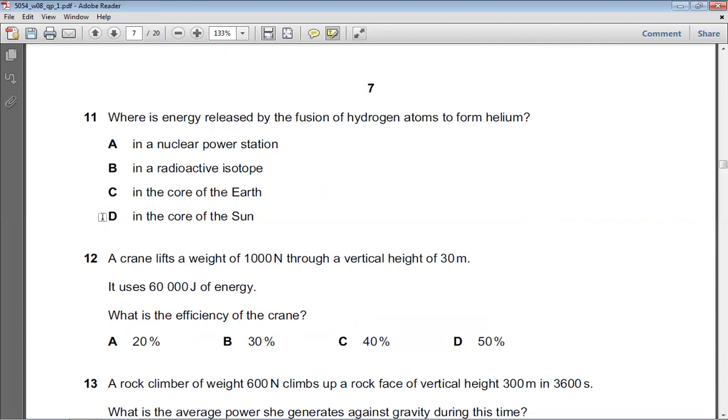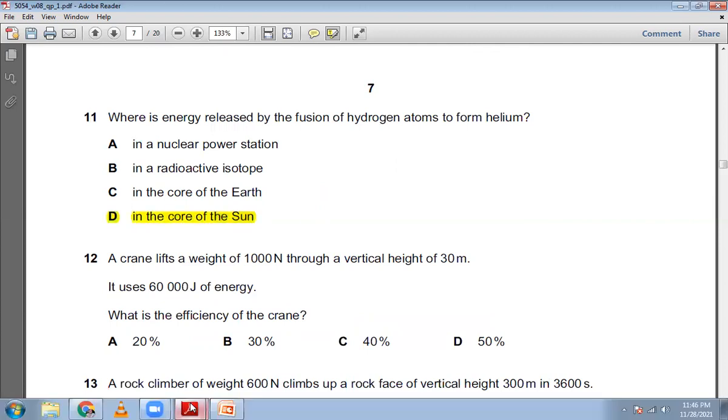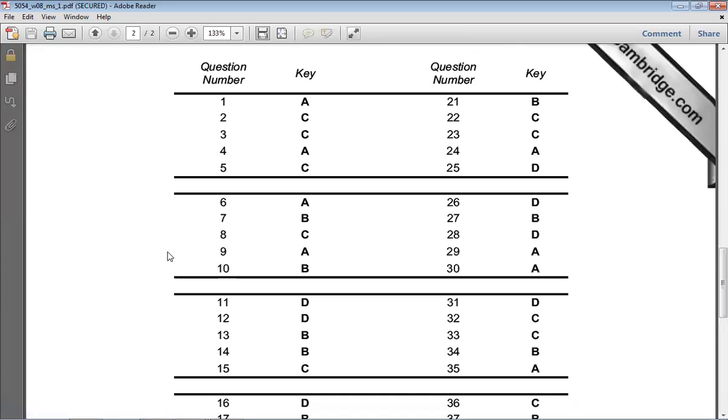Okay, so that's in the core of the sun. Yes, that's the answer. Question number 11, I think D is the right answer.